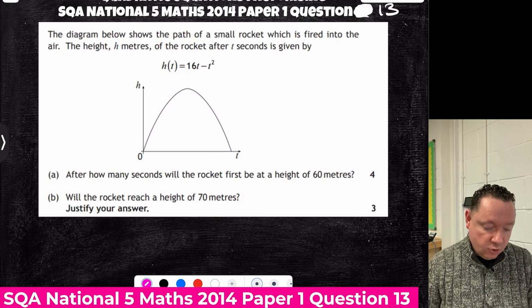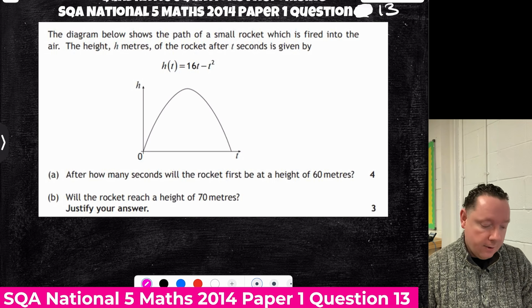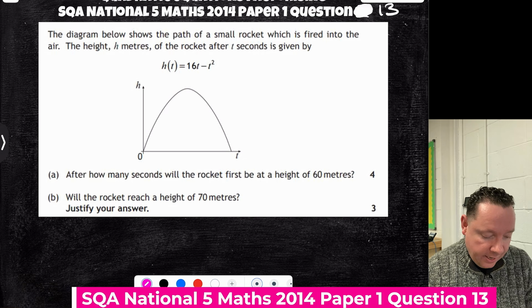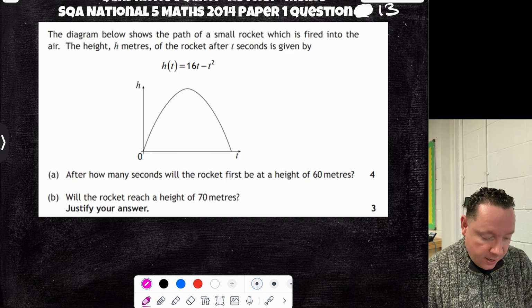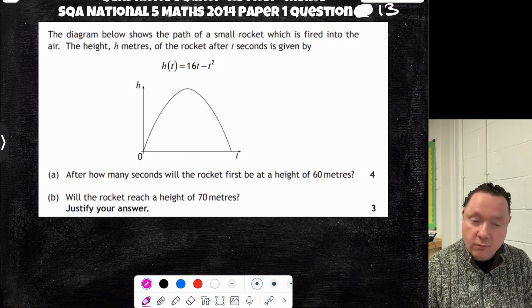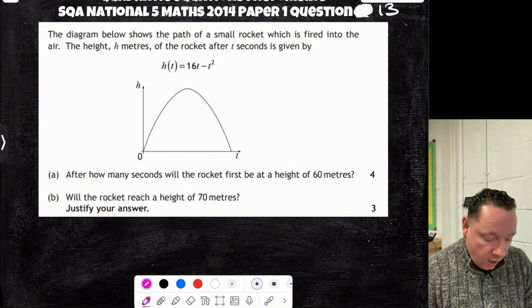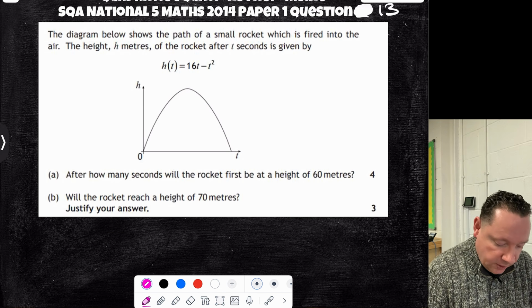SQA National 5 Maths 2014 Paper 1 Question 13. The diagram below shows the path of a small rocket which is fired into the air. The height h of the rocket after t seconds is given by 16t minus t squared, which is a quadratic, and you can clearly see a parabola there. After how many seconds will the rocket first be at a height of 60 meters?